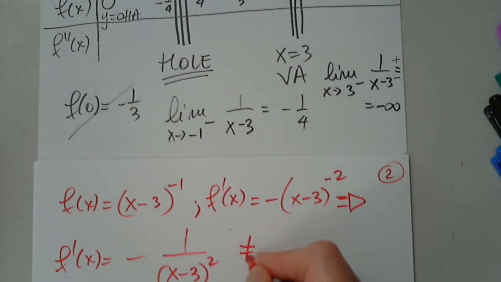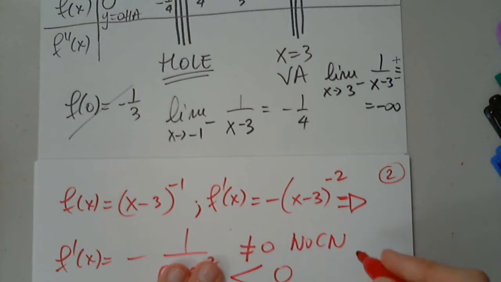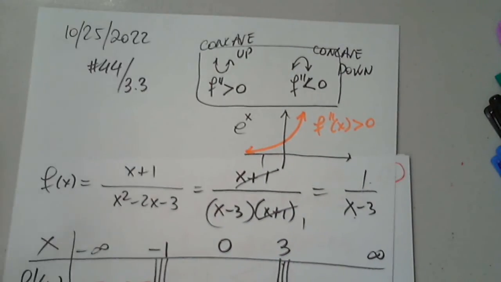I know already it's never 0. It cannot have any critical numbers. Furthermore, it's always negative because this is a positive number. 1 over positive is positive, minus in front, negative. No critical numbers, none, and always negative. I found something, I'll put it in the table right away.